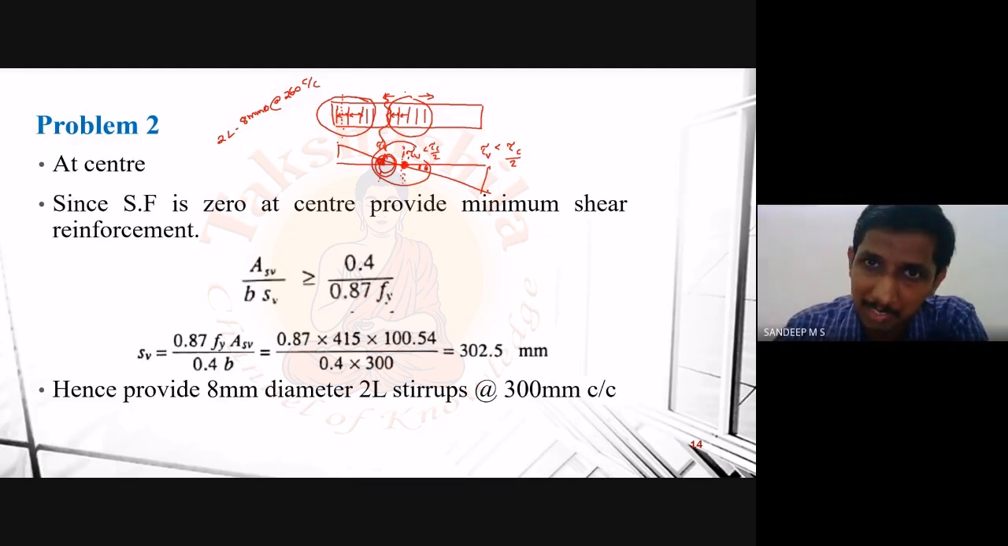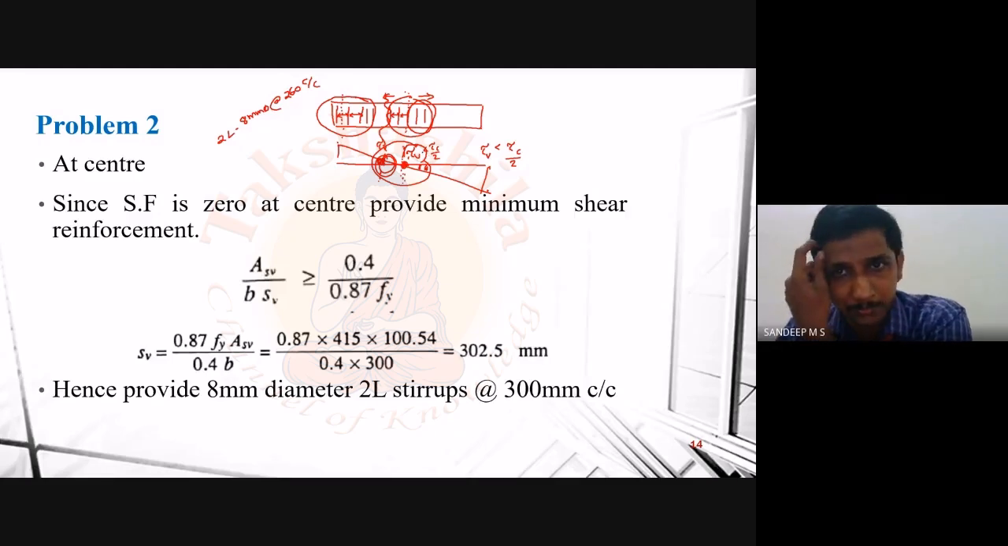In a similar fashion, once you perform the design at this midspan, you won't be restricting your shear reinforcement only to this section. You will be providing it to the left as well as to the right. But here and all, you have some value for your shear force, so that will cause a value for your tau v, which may not be less than tau c by 2.